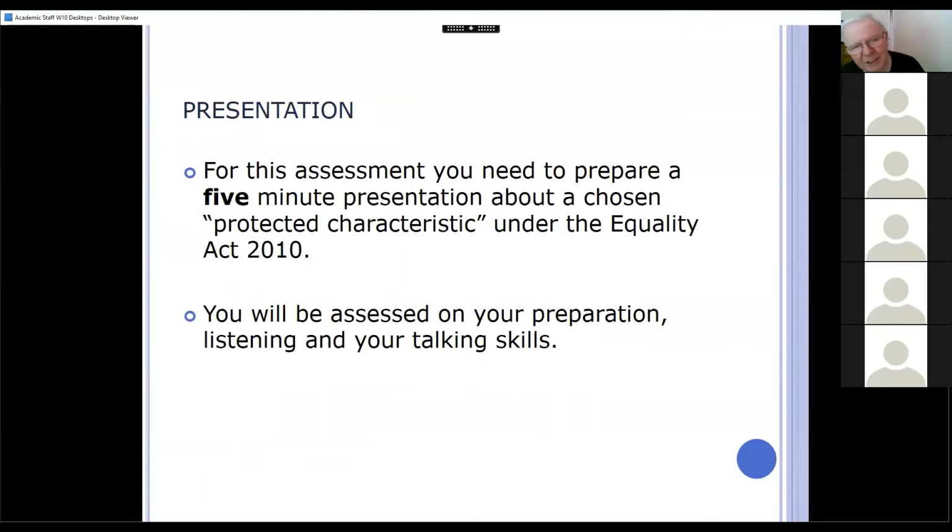Okay, so for this presentation, you need to prepare a 5-minute presentation about a chosen characteristic. How much information can you talk about in 5 minutes? Give me some idea of what you think. You've got to introduce it, so you've got to say what you're going to talk about. So you may need to talk about the Equality Act a bit at the beginning. Say what that is and what the protected characteristics are. And then explain which one you want to choose, and then go into detail about places that help and all that, and how police enforce it.